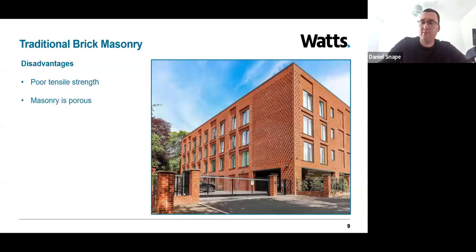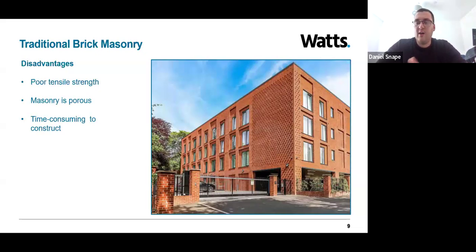It's also porous. This means that water saturates through the brickwork partially, and in older buildings formed of solid walls, this can lead to fairly considerable damp issues. Another disadvantage of brick is that it's time consuming to construct in comparison to some other forms of construction. This can result in higher labour costs and generally a longer programme on site.